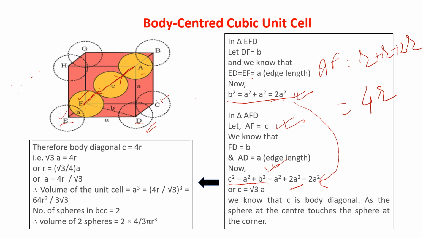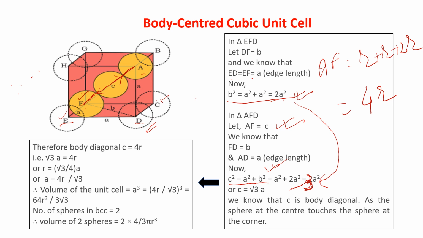So it will be B square, A square plus B square is equal to A square plus 2A square, which equals 3A square. Sorry, it will be 3A square. So from there, C is equal to root 3 A. C is equal to root 3 A.